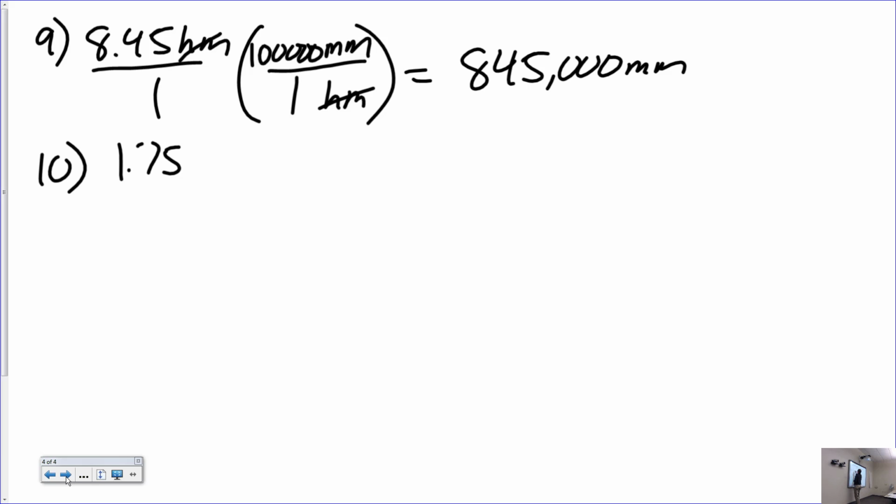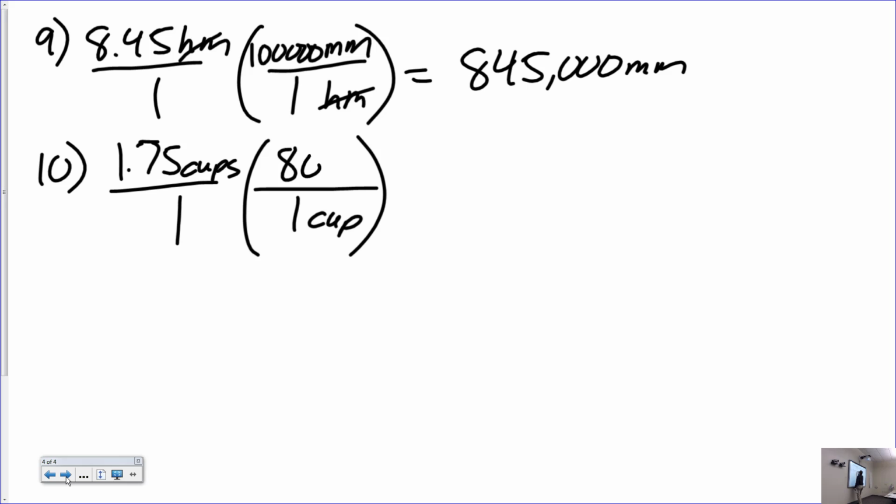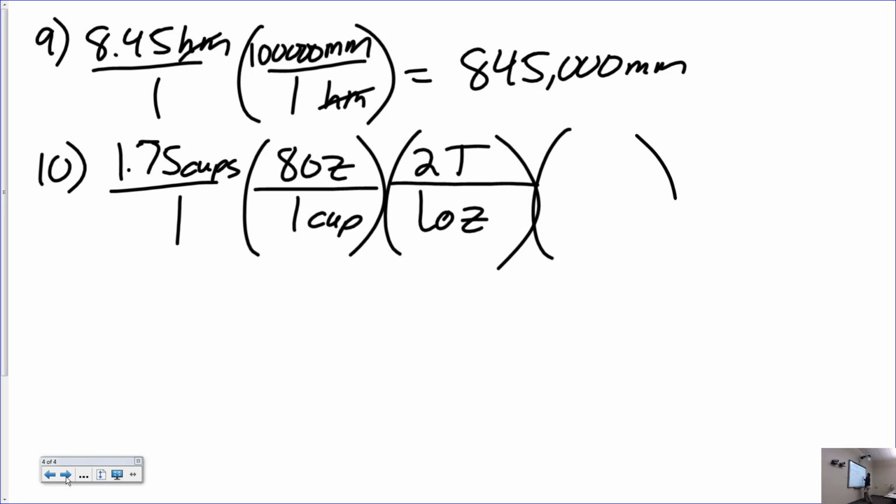The annoying one, cups to teaspoons. So if you've got 1 3/4 cups, how many teaspoons do you got? Just go through the different conversions, right? 1 cup is 8 ounces. 1 ounce is 2 tablespoons. And 1 tablespoon is 3 teaspoons. Just turn the crank through each and every one of them, right? So multiply it all out. There's your 84 teaspoons.